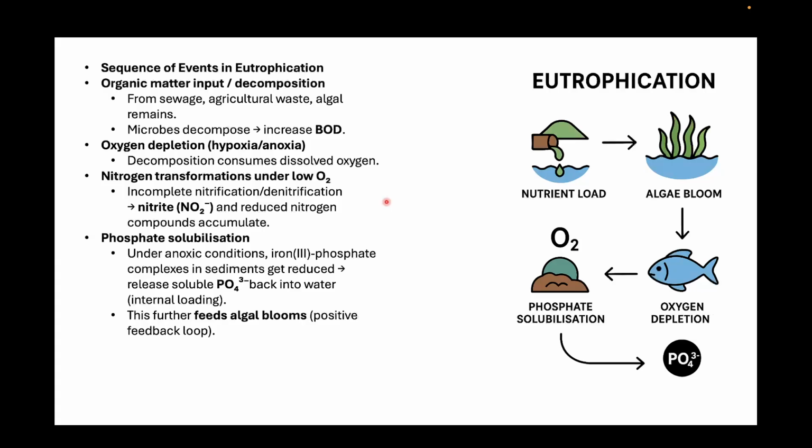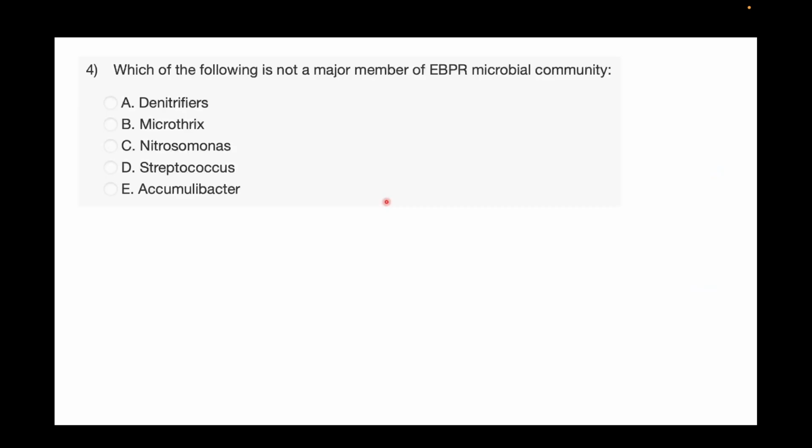Okay. Let's see what is the fourth question. Which of the following is not a major member of the EBPR microbial community? Okay, a different set of question. Option A, denitrifiers. Option B, Microthrix. Option C, Nitrosomonas. Option D, Streptococcus. Option E, Accumulibacter.